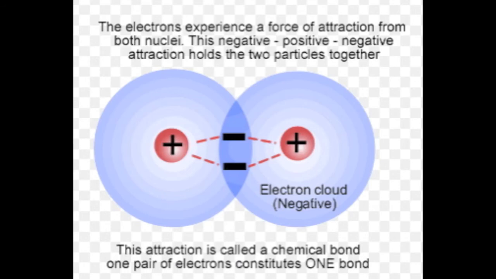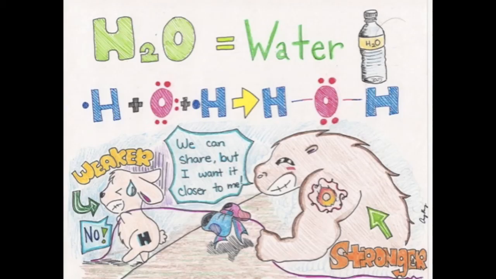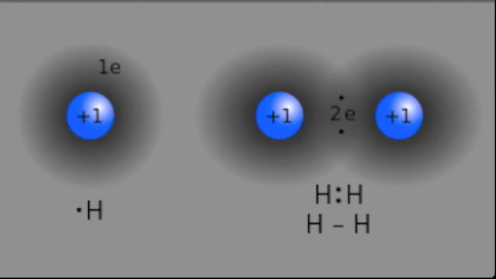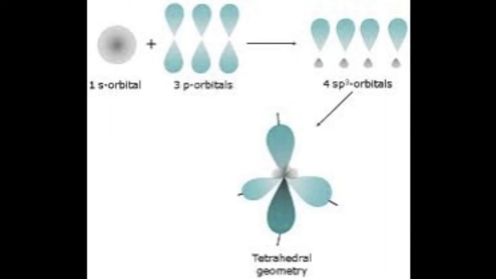And covalent bonding in its simplest form is a nasty tug of war for electrons that nobody wins. Valences overlap, orbitals hybridize, and now we have bonds like a sigma and pi.